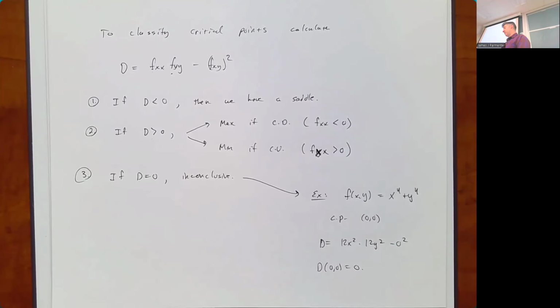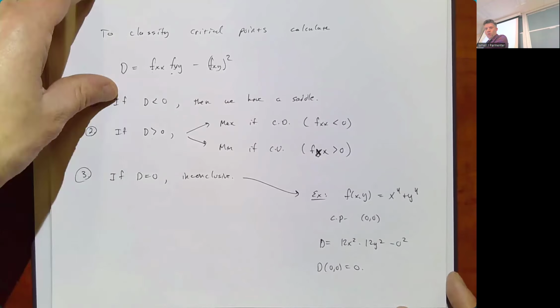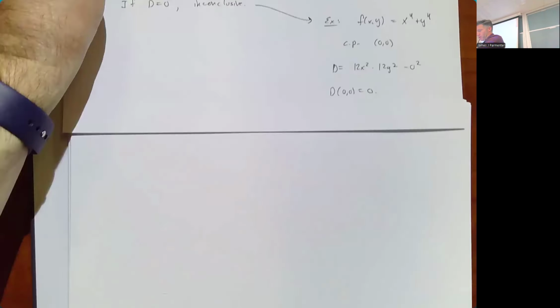However, it's fairly easy to justify to ourselves, like in the previous problem, that if you plug in 0, 0, you for sure have a minimum because that function is always non-negative. So sometimes when it's inconclusive, there are other ways to go about figuring out what's happening. Let's look at one example before we run out of time here.